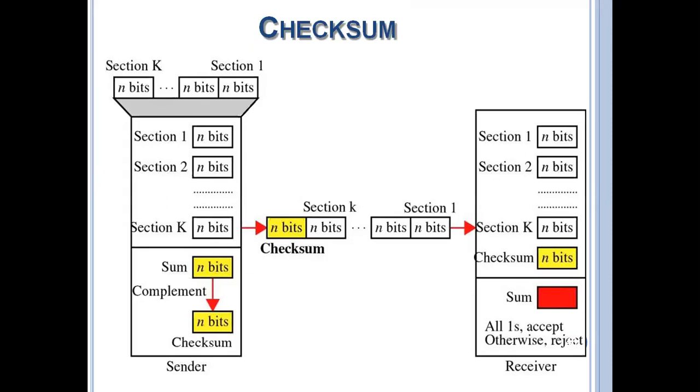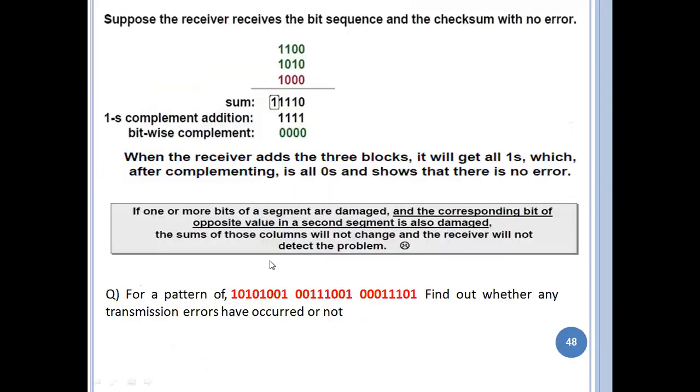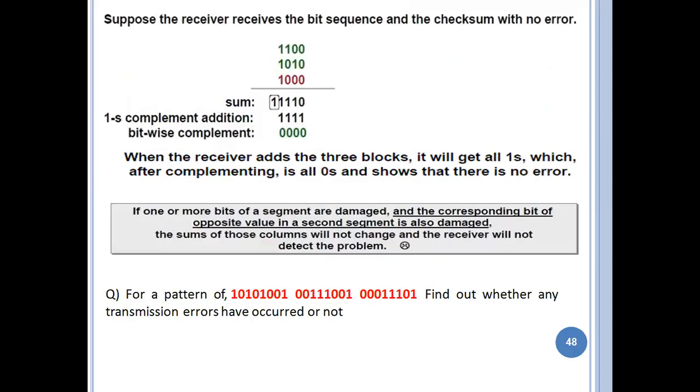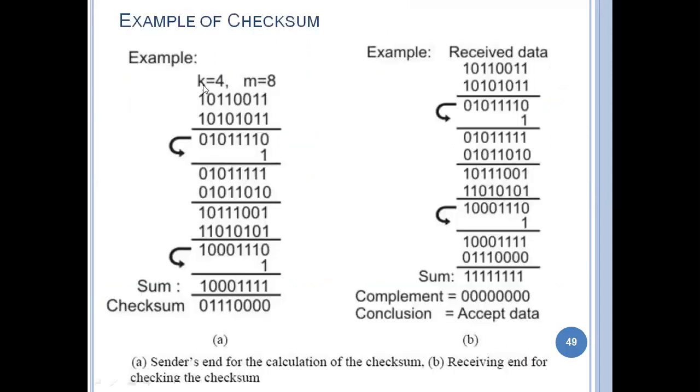Suppose our data is a list of 5 four-bit numbers that we want to send to a destination. In addition to sending these numbers, we send the sum of the numbers. For example, if we want to send the numbers 7, 11, 12, 6, we send 7, 11, 12, 6 along with the addition. So this is the checksum example, where k is equal to 4 and m is equal to 8. This one is the sum.